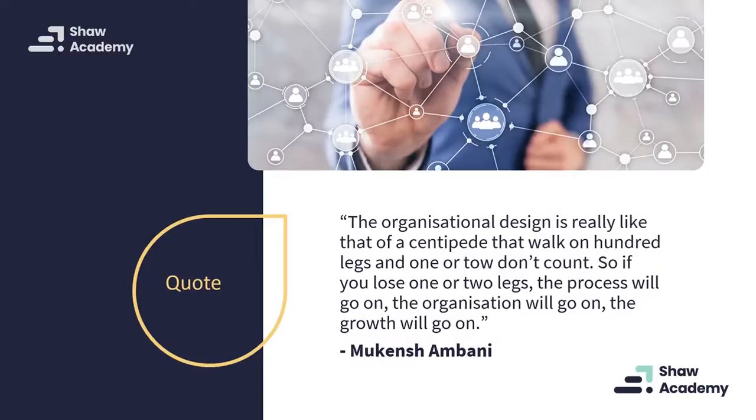The organizational design is really like that of a centipede that walks on 100 legs and 1 or 2 don't count. So if you lose 1 or 2 legs, the process will go on, the organization will go on, the growth will go on. This means that there are different parts to an organization, and we need each part to be extremely strong. So when 1 or 2 departments or people fail, the organization can still keep going.